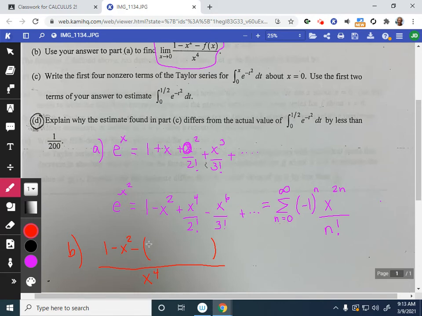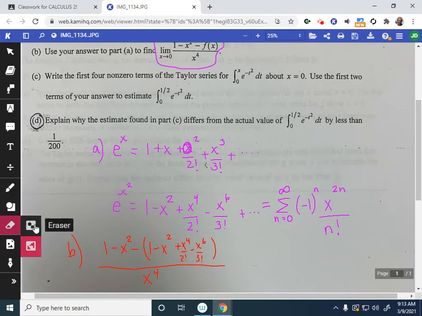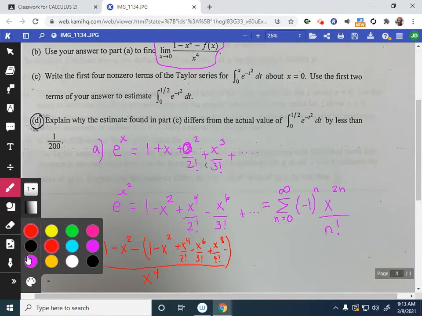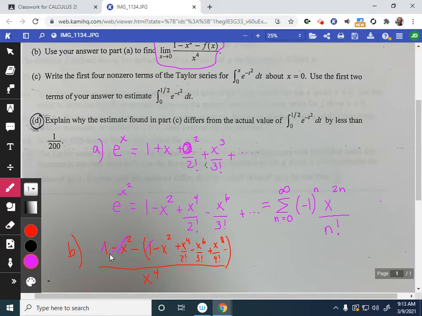If I put this series in here, so 1 minus x squared plus x to the fourth over 2 factorial minus x to the sixth over 3 factorial. Sometimes I like to get myself an extra term just so I see how it's going to look. So this would be a plus x to the 8th over 4 factorial. I'm just following the pattern. Dot, dot, dot. So how does this all cancel out? Well, the 1 minus the 1 will cancel. Negative x squared minus negative x squared will cancel. And then all of these will have to get divided by an x to the fourth.